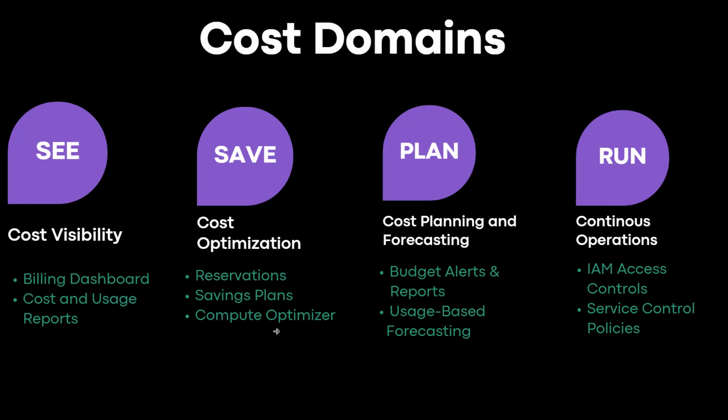So for example, if we take a service like EC2, because that's the most common compute service that we have on AWS, if you run Compute Optimizer on that instance, it will tell you, for example, if the instance is over provisioned, is it under provisioned, or is it actually running optimally.